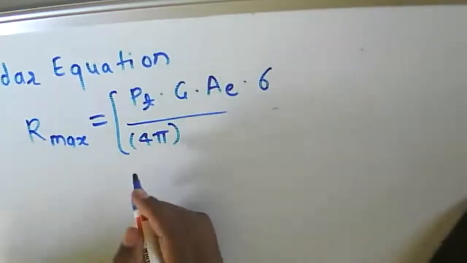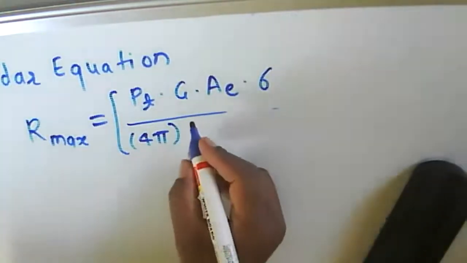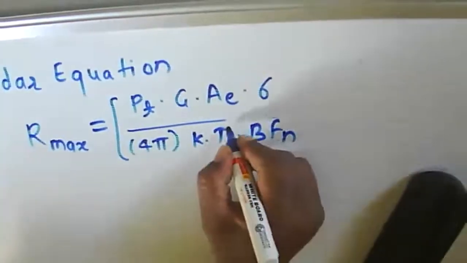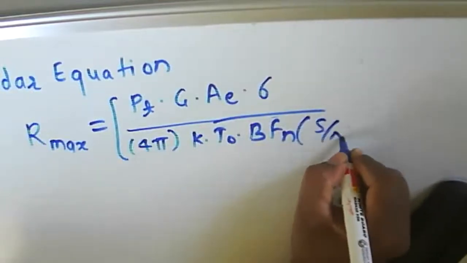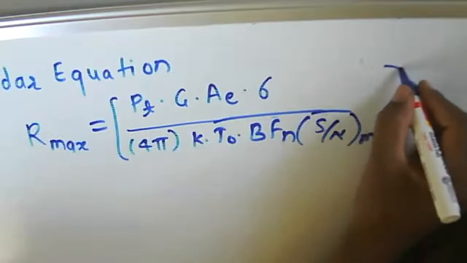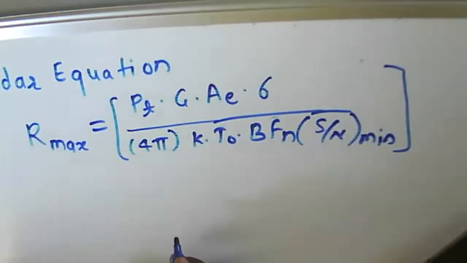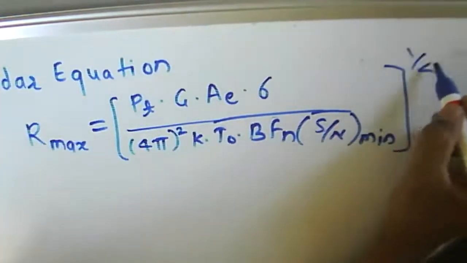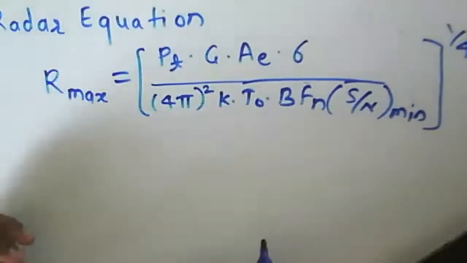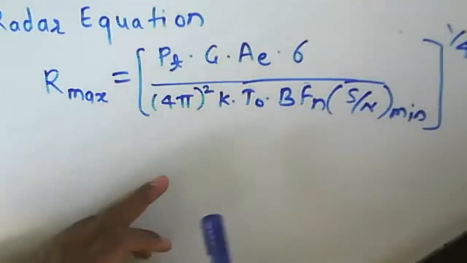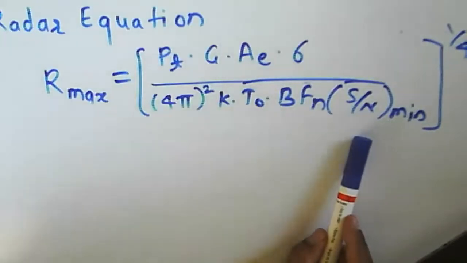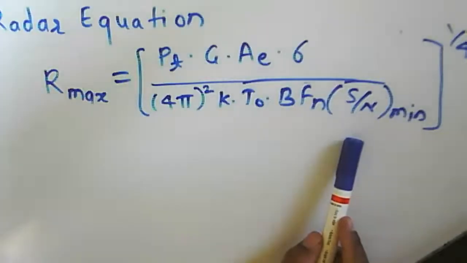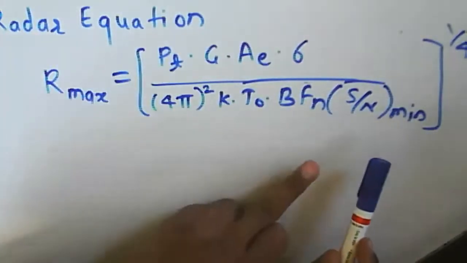I rewrite the equation: 4 pi, we have kT0 B Fn, with S by N minimum. We are supposed to rewrite this here. I think this one was squared earlier, so it is 1 by 4. This is your equation for R max. This one is replaced with a signal to noise ratio. S minimum is to be replaced by the signal to noise ratio.